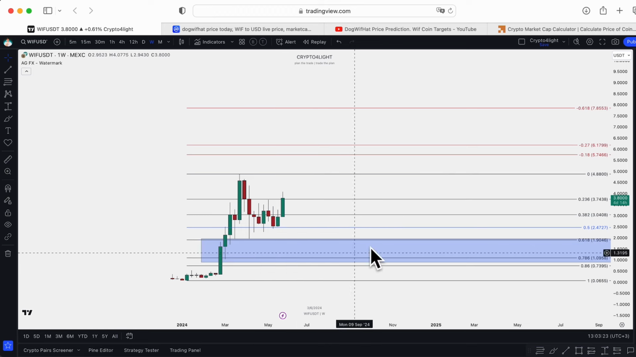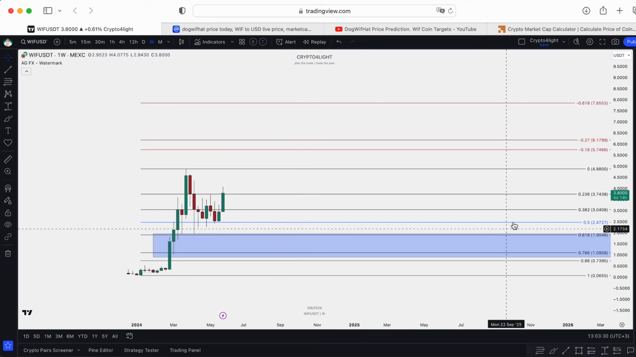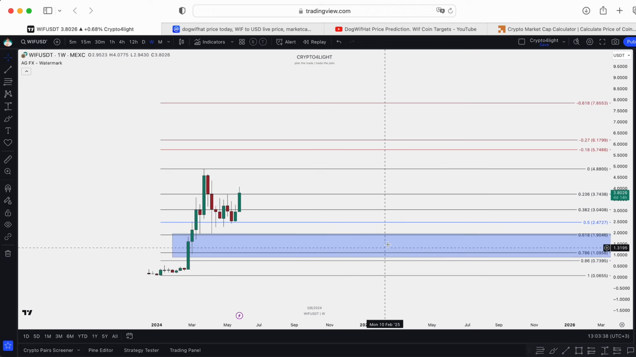So this is a support. If you wait for a correction on DogWifHat, but it's not necessary, we will see this correction. This is this monster gap between 90 cents and $1.94. But I think we will not see this correction.